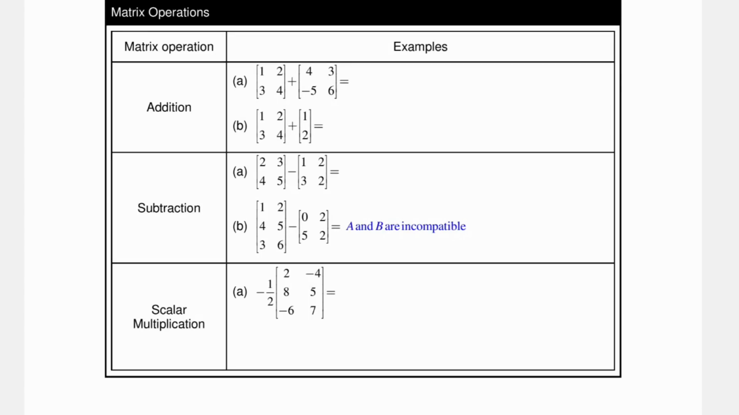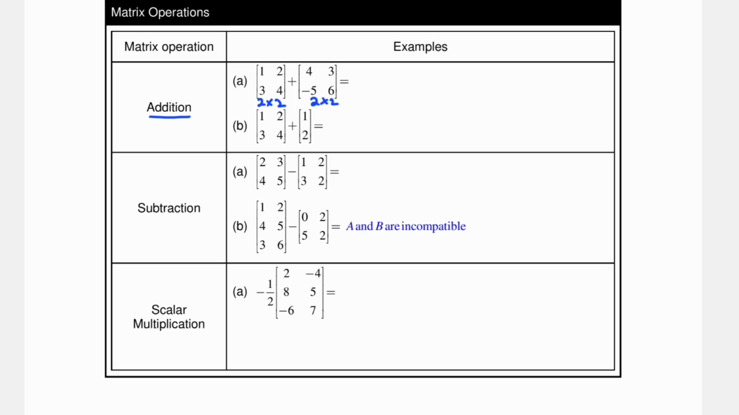Now let's proceed to another part. Basically, there are 4 types of operation that involve a matrix. The first one is addition. So in order to perform the addition between matrices, they must be compatible in terms of their dimension or order. So we go for example A. The first matrix given is of order 2 by 2, and the next one is also 2 by 2. Since both matrices have the same dimension or order, we can perform the addition between these two matrices.